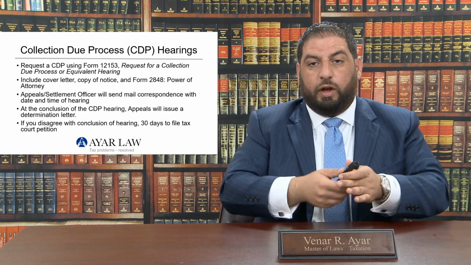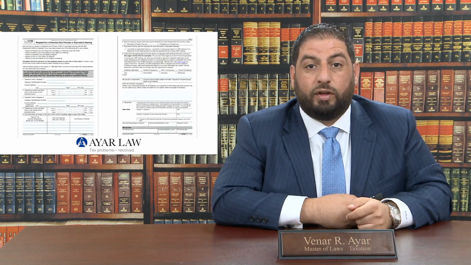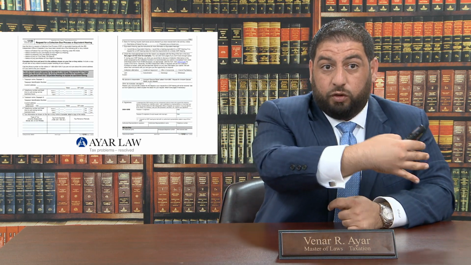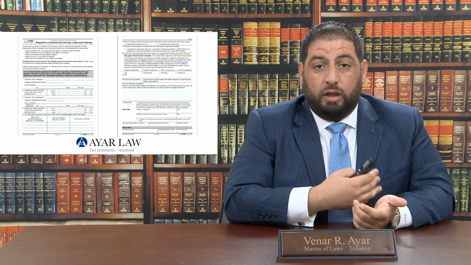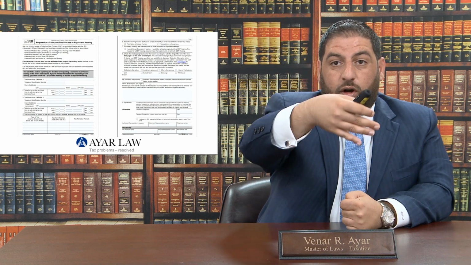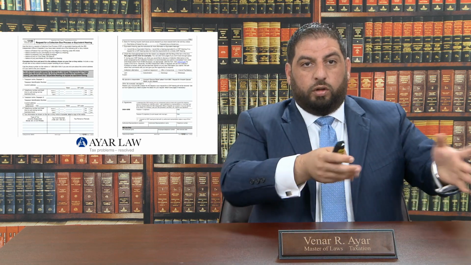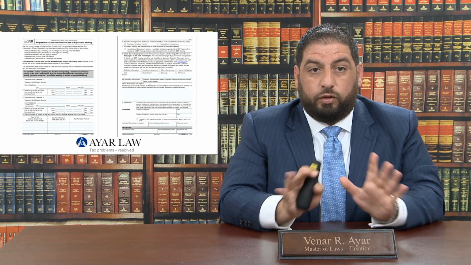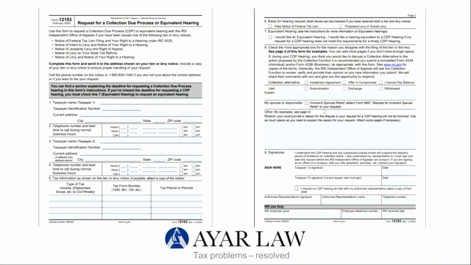He owed millions of dollars. He did an offer in compromise. He lost. Luckily, he did it through CDP. And he was able to file in tax court, and the judge ruled in his favor and ordered the IRS to settle with him. This is a sample request for a CDP.